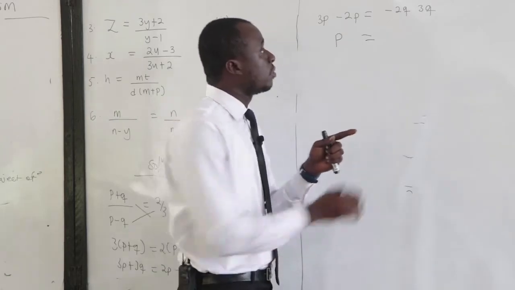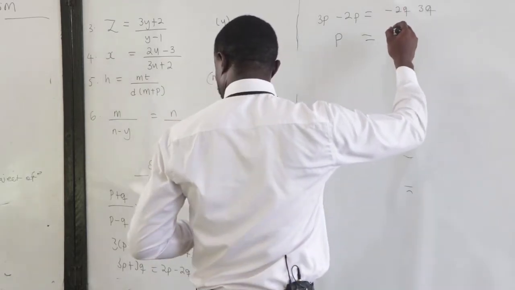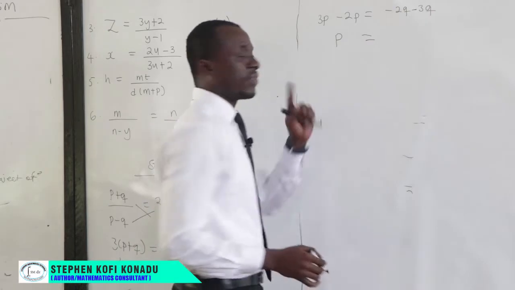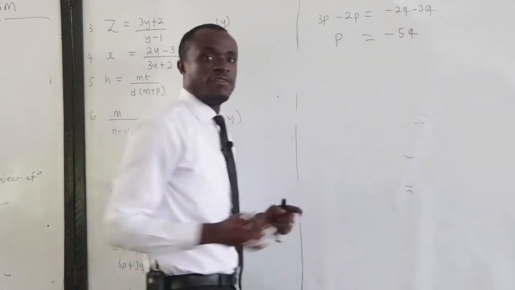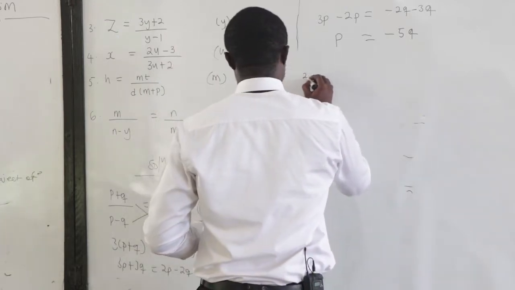Negative 2Q minus 3Q, that is negative 5Q. So clearly we have made P the subject. Now let's see question number 2.